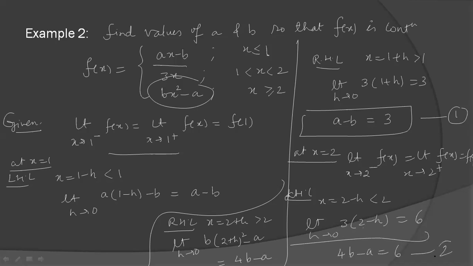4b minus a equal to 6. This is equation number 2. If you solve the first and second equations, you will get the values of a and b. I think a will be 6 and b will be 3. You can verify this.